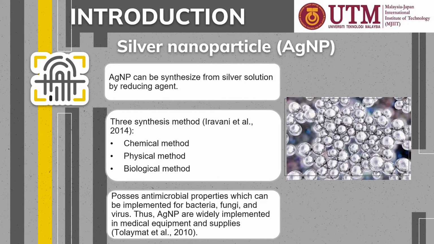Okay, so the silver nanoparticle can be synthesized from the silver solution via a reducing agent. Generally, there are three synthesis methods. The first one is the chemical method. Chemical method is known for the conventional process path. And the next one is the physical method. Last but not least is the biological method.